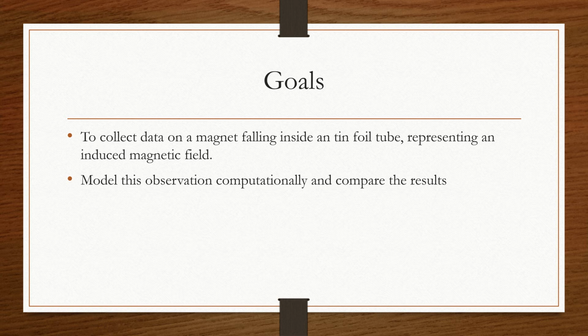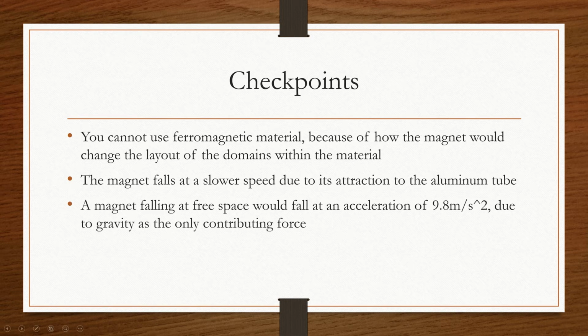So the goals of this experiment were to collect data on a magnet falling inside a tinfoil tube representing an induced magnetic field, and to model this observation computationally and compare the results. So the checkpoints were that you could not use ferromagnetic material because of how the magnet would change the layout of the domains within the material.